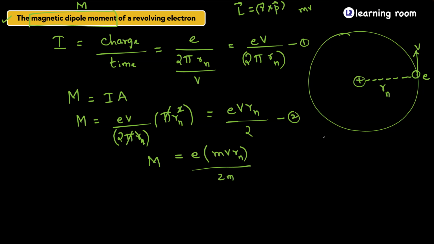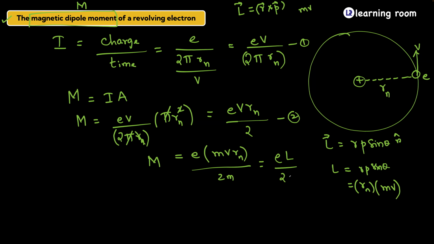Observe, L vector, what did I say? It is R vector cross P vector, or you can write it as R into P into sine theta times n cap. If I take only the magnitude, L will be equal to RP sine theta. So here you're able to observe this electron is revolving about this axis, right? So R is Rn, P is M into V, sine of how much is the angle between both? 90. So sine 90 is 1. So MV into Rn should be replaced with angular momentum. Make sense? Right? So this will be equal to E into L the whole divided by 2m.